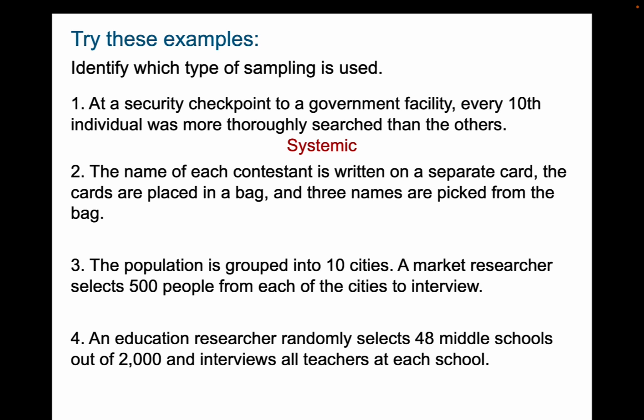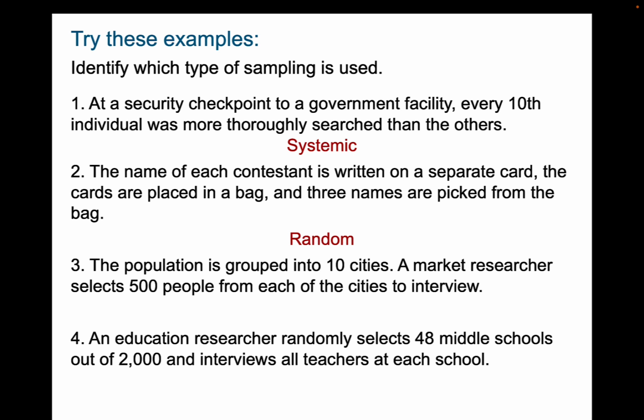Number 2, the name of each contestant is written on a separate card. The cards are placed in a bag and 3 names are picked from the bag. What type of sampling method do you guys think that is? If you said random, you got it right. Every contestant has the same chance of being selected, 1 out of however many people are in that group.